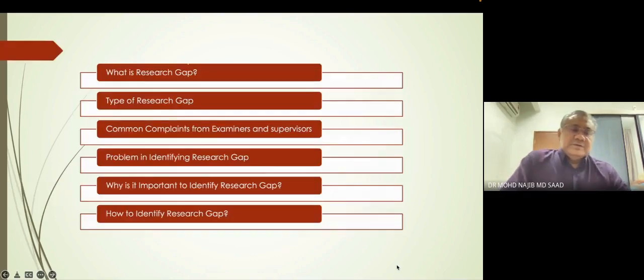And my presentation will cover a few topics. Start with discussing what is research gap, followed by the types of research gap, and what are the common complaints from examiner and supervisor, as well as the problems in identifying research gap, why research gap is very important, and the last one, how to identify research gap.